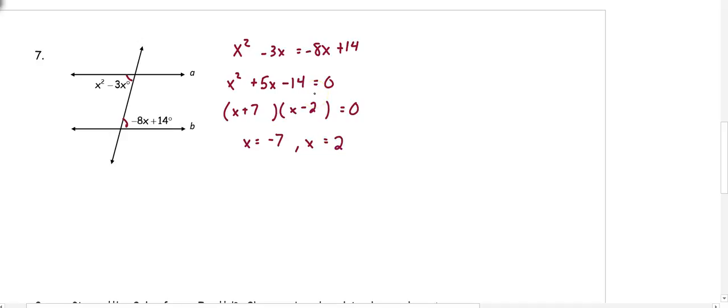When I go back and look, though, at my angles, if I put 2 into this angle, I would get a negative number, which means 2 can't be a solution. If I put negative 7 into both angles, I get a positive, which means x is only equal to negative 7.